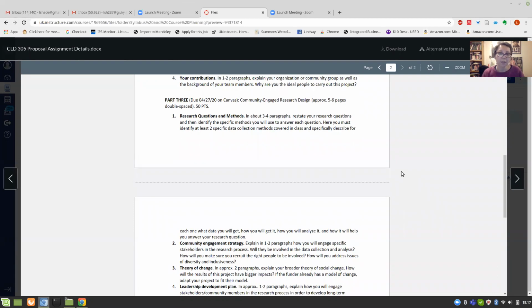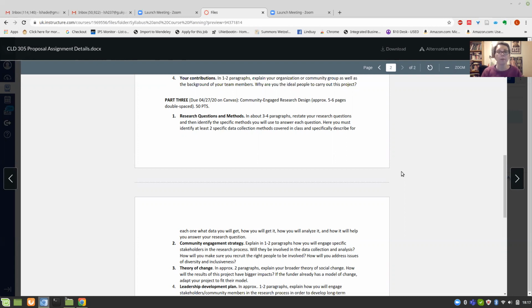The rest of these items, numbers 2 through 4, are each going to be just about 1 or 2 paragraphs. Not very much, just a couple of things that you need to hit on and address, but that you don't need to dwell on. The methods, on the other hand, need to be described in detail. It needs to be really clear why they're appropriate for answering the question that you've asked.